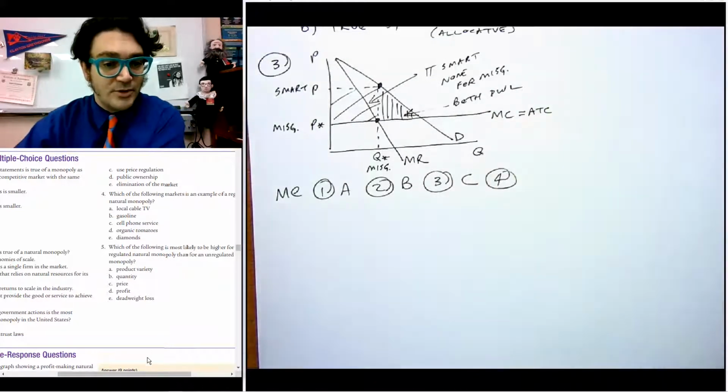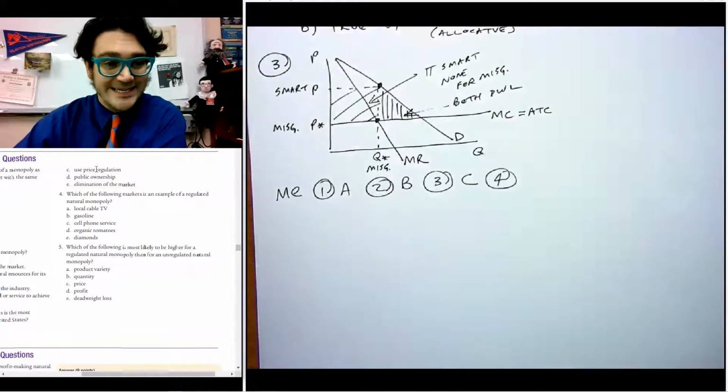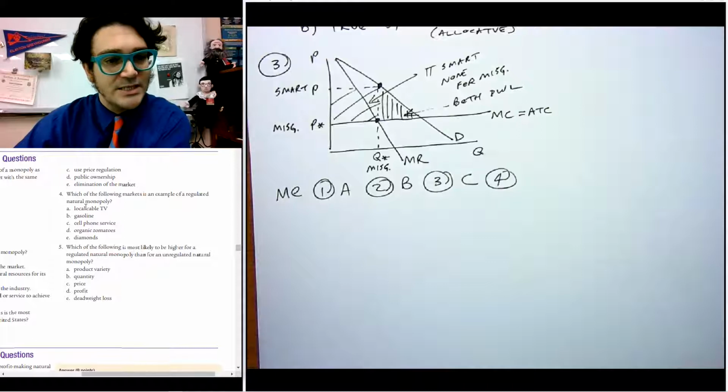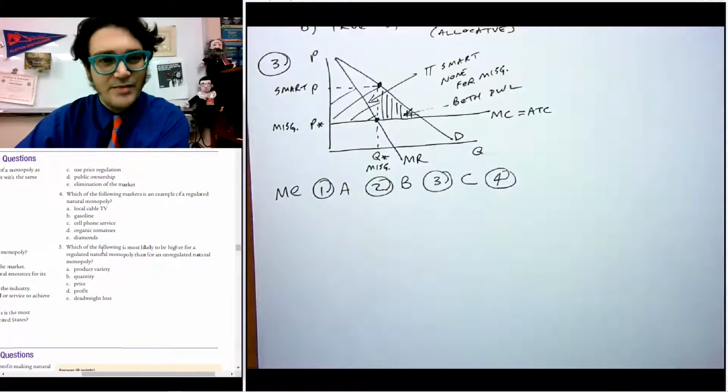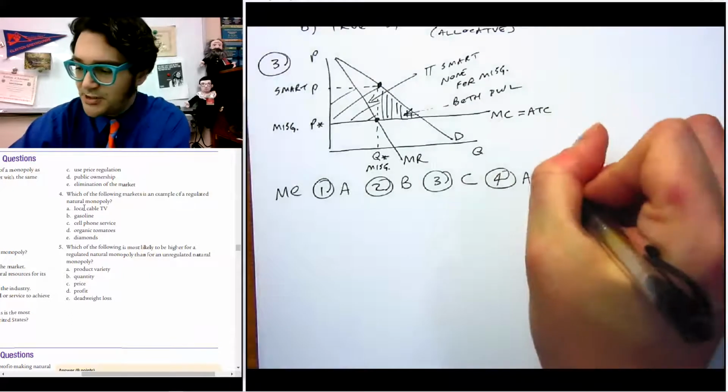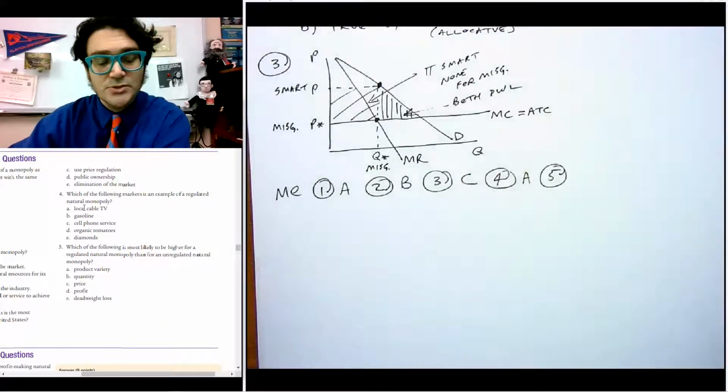Number four, which of the following markets is an example of a regulated natural monopoly? Local cable TV, gas, cell phone, organic tomatoes, diamonds. Out of all of these, the only one that's really a natural monopoly is local cable TV, although diamonds maybe, although that's probably more of an artificial monopoly now. And diamond markets aren't even a monopoly anymore. Organic tomatoes, cell phones, and gas are not monopolies, so A is our correct answer. And in many markets, local cable TV is actually pretty regulated in terms of its pricing structures.